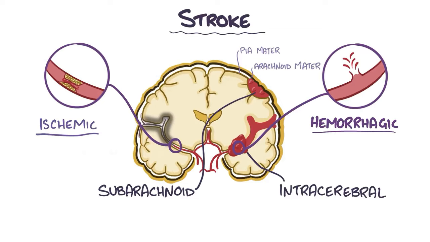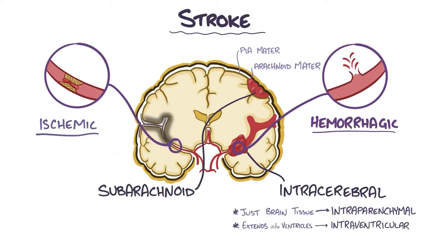We'll be focusing on intracerebral hemorrhages, which are more common. An intracerebral hemorrhage that involves just the brain tissue is called an intraparenchymal hemorrhage. Whereas if the blood extends into the ventricles of the brain, which store cerebrospinal fluid, it's called an intraventricular hemorrhage.